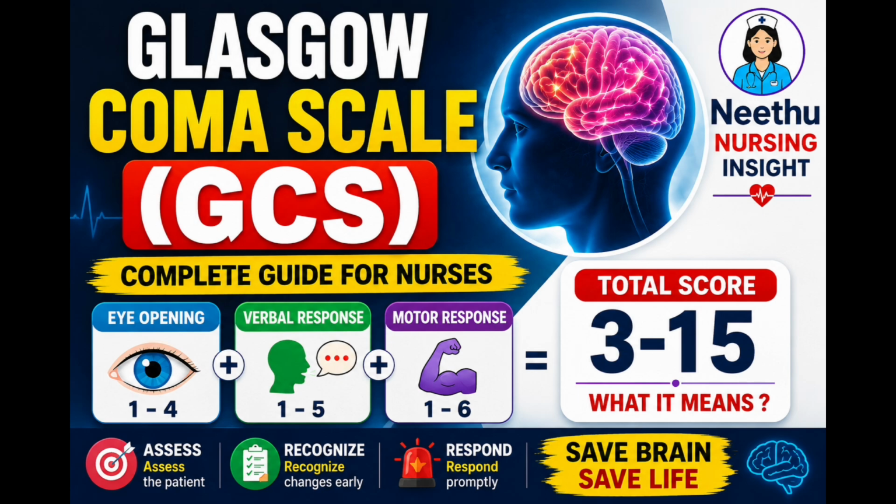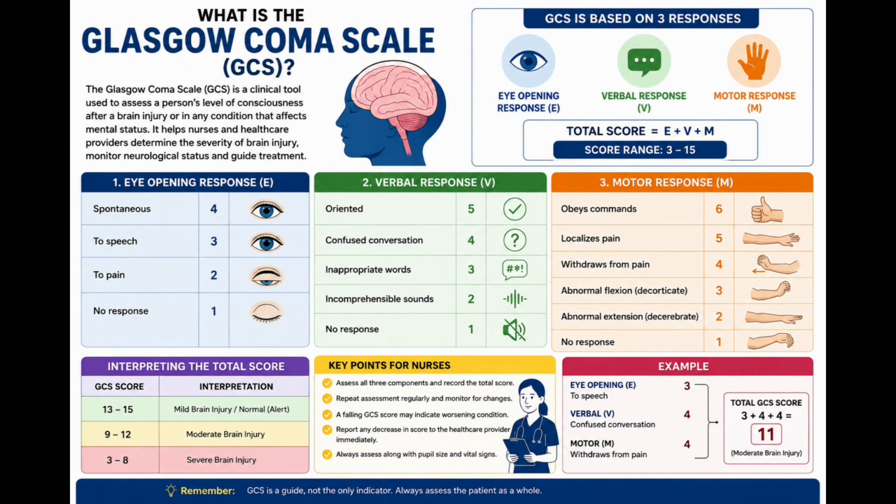So let's get started. What is the Glasgow Coma Scale? The Glasgow Coma Scale, commonly known as the GCS, is a standardized neurological assessment tool used to assess a patient's level of consciousness and responsiveness. The GCS evaluates three components: eye opening, verbal response, and motor response. We usually remember these as E, V, and M. The total GCS score ranges from 3 to 15. 15 is the highest possible score and 3 is the lowest possible score.